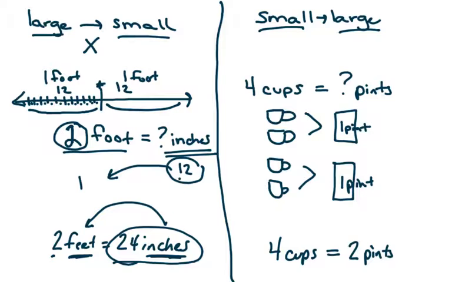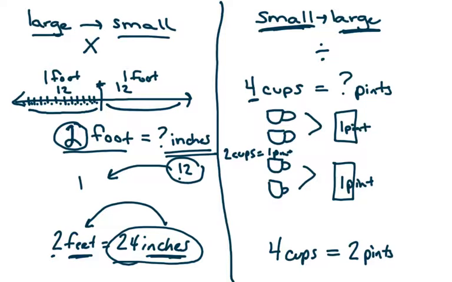So when I'm going from a smaller measurement, like cups, to a larger measurement like pints, it's taking a lot of those smaller measurements to make just 1 larger measurement. Therefore, my number is going to get smaller, and therefore I need to divide. If I took those 4 cups and I divided by how many cups there are in a pint, which is 2 cups in 1 pint, then that tells me that my number's going to get smaller, and therefore I'm going to be dividing.